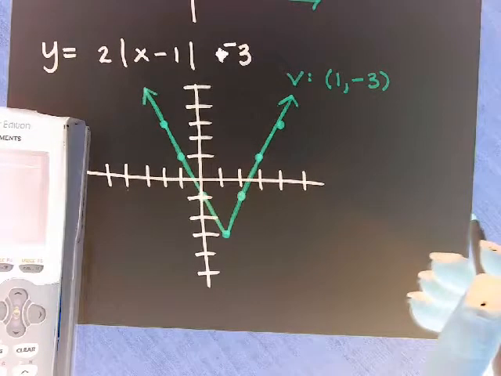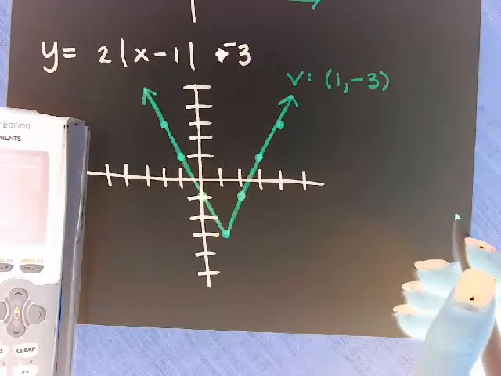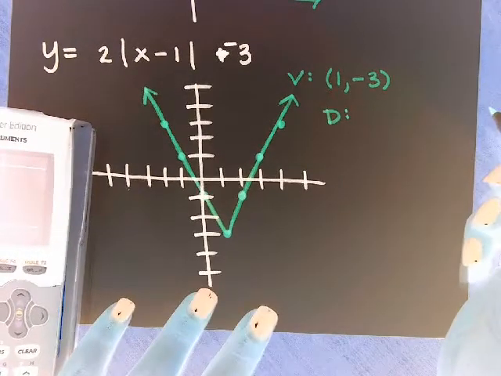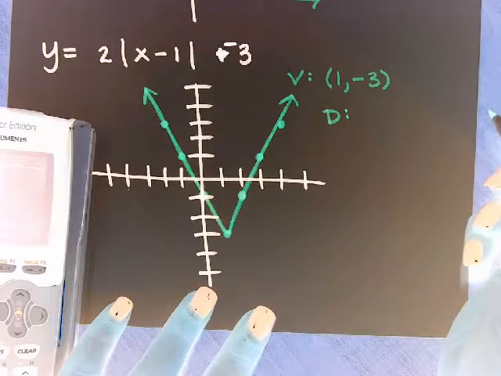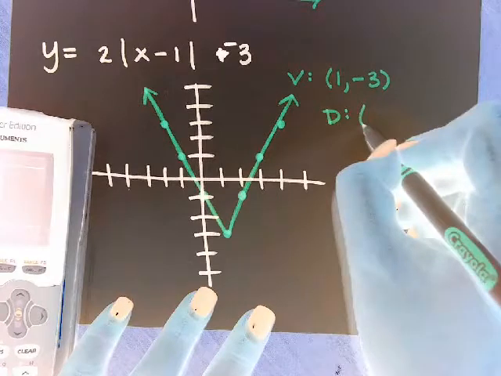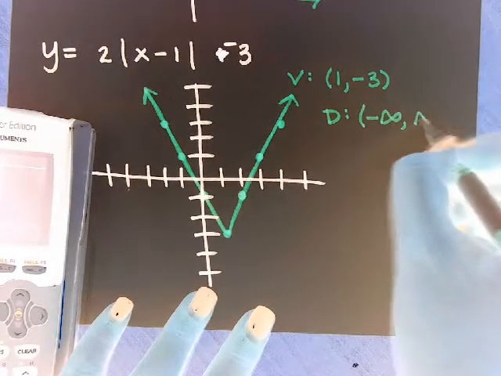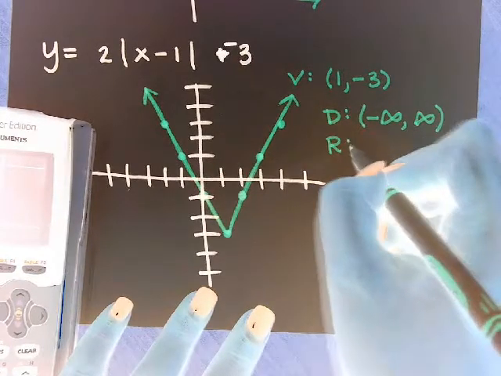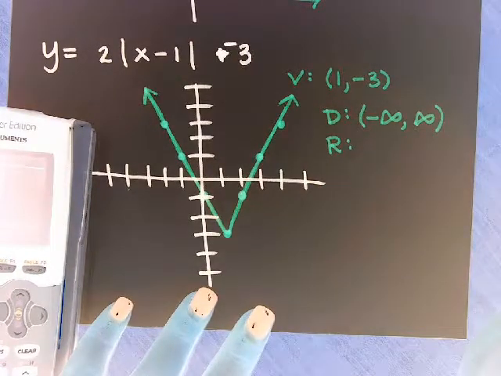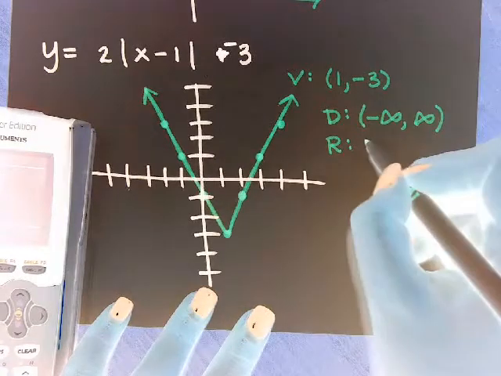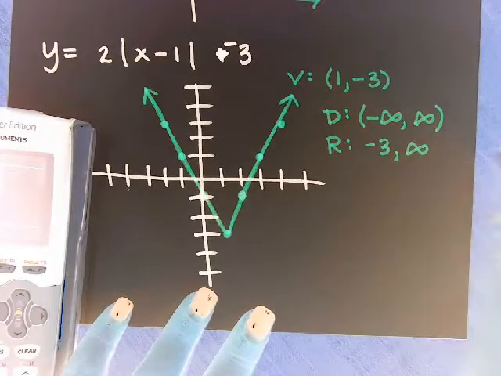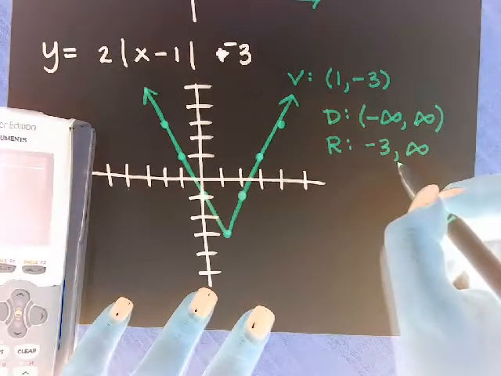Okay, so what is the domain for this graph? How far left does it go? How far right does it go? Negative infinity, positive infinity. What's the range? How far up does it go? How far down does it go? Okay, so negative 3 at the bottom, positive infinity at the top. What do we put around those?